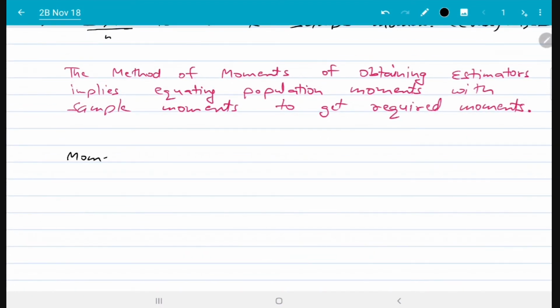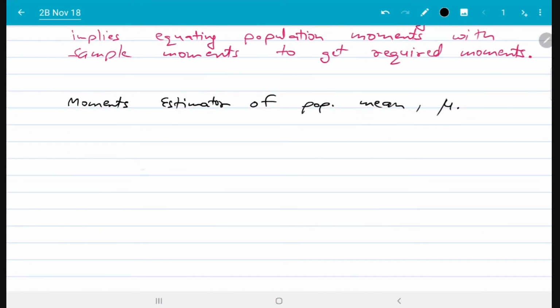So, moments estimator of population mean. Okay, population mean is itself the first moment. About notation, we're trying to get an estimator for population mean denoted by this symbol mu. So we use the same symbol, put a hat, a caret, on top and equate it with the first sample moment.